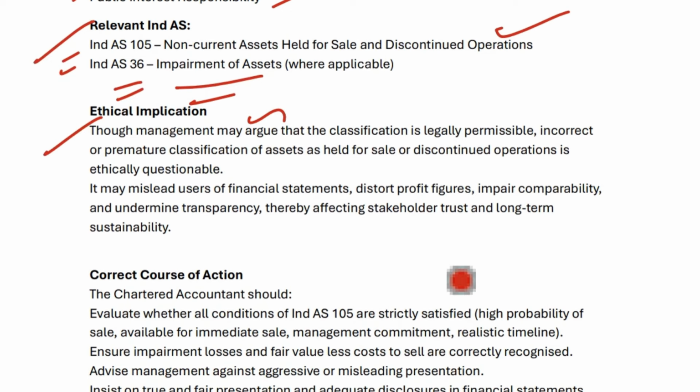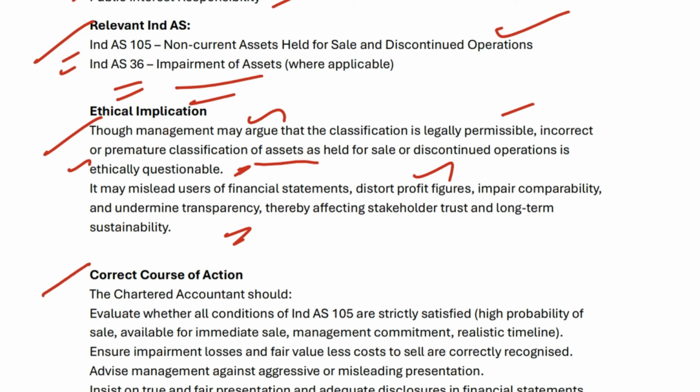Though the management may argue that the classification is legally permissible, incorrect or premature classification of the asset as held for sale is ethically questionable. Premature classification of an asset, even before the conditions are satisfied, as held for sale or discontinued operation, is ethically questionable. It may mislead the users of the financial statements, because it may distort the profit figures, impair the comparability, and undermine the transparency.